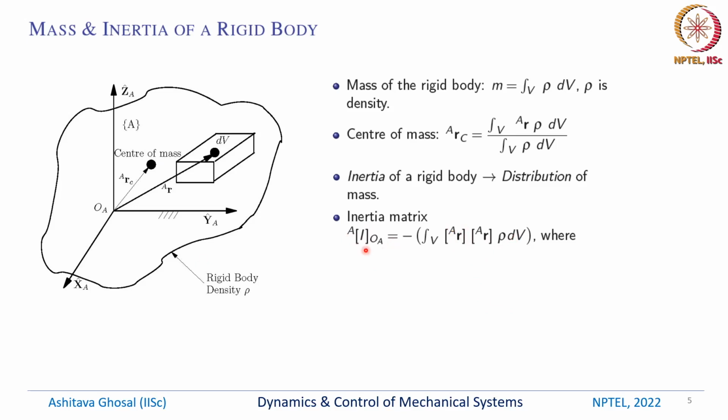This inertia matrix is with respect to a coordinate system, in this case A, and it is about a point. So we need to mention that the inertia matrix of a rigid body is with respect to which coordinate system and about which point. Here it is with respect to the A coordinate system, and it is about the origin of the A coordinate system, OA.